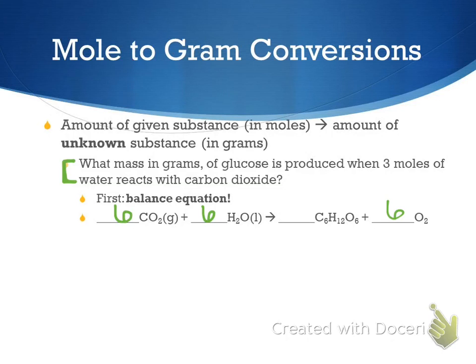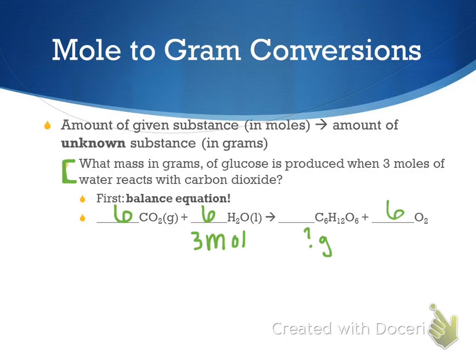Okay. 6 carbons on the left, 6 carbons on the right. Hydrogens is 12 and 12. So oxygens is 12 plus 6, which is 18, and 6 plus 12, which is 18. So it should be good there, hopefully. So it says what mass in grams of glucose, we want to find out the number of grams, is produced when 3 moles of water reacts with carbon dioxide.